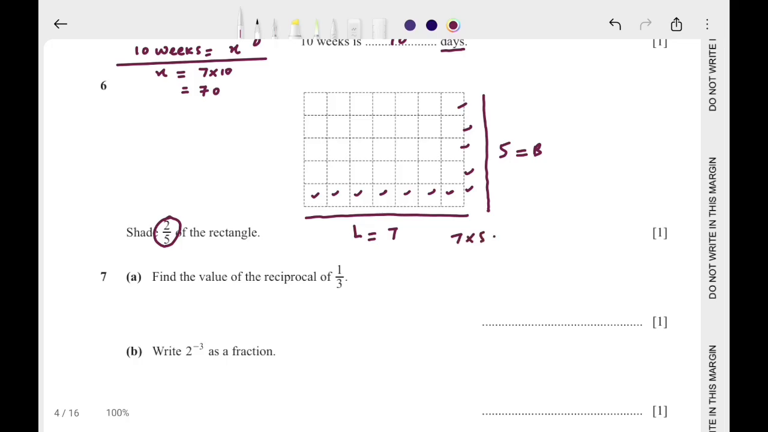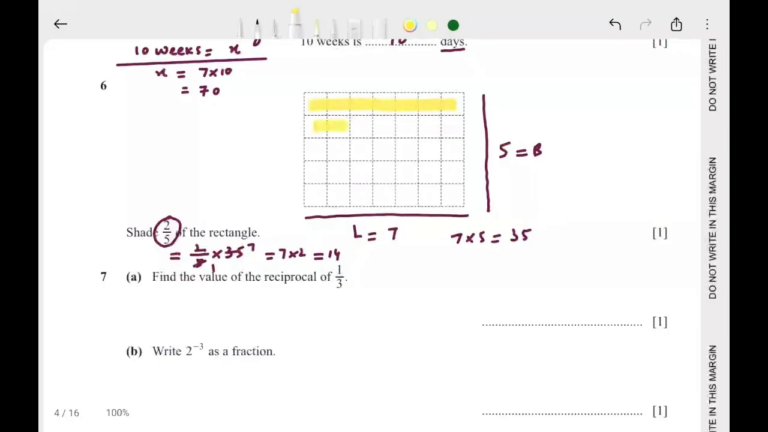7 times 5, 35. And we have to find out 2 over 5 of the rectangle. So it will be 2 upon 5 times 35. 5 ones are 5, 5 sevens are 35, and 7 times 2 is equal to 14. So we have to color 14 boxes, and it would be 1, 2, 3, 4, 5, 6, 7 plus 7. In this way we have to complete this question. Now next question.